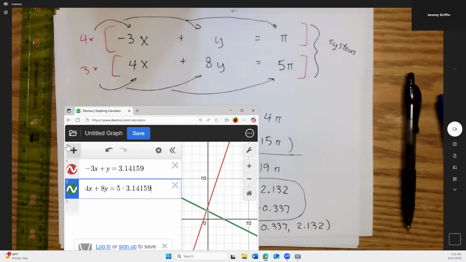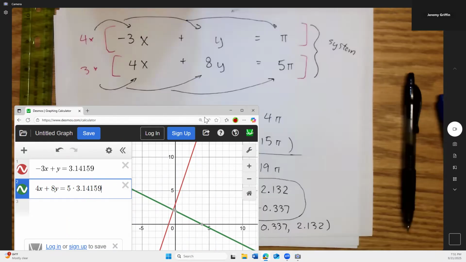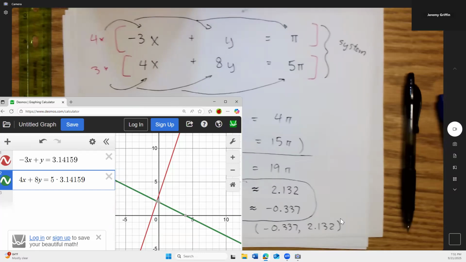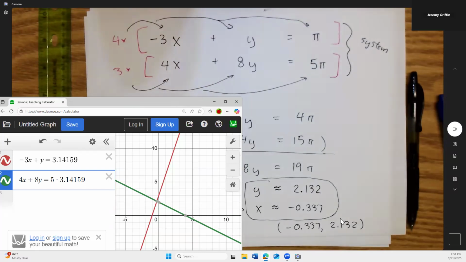And let me make this a little bigger and scoot this over, because I gave you guys a coordinate right here. Let me shift this paper a little bit to fit on the screen a little better. So I said negative 0.33733. Yeah, that's totally it. All right. And that is a wrap.